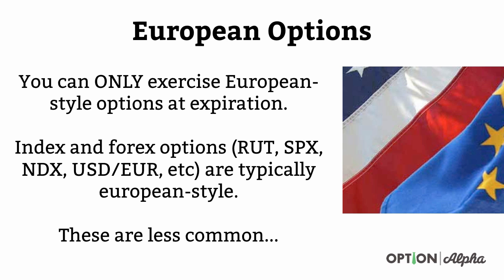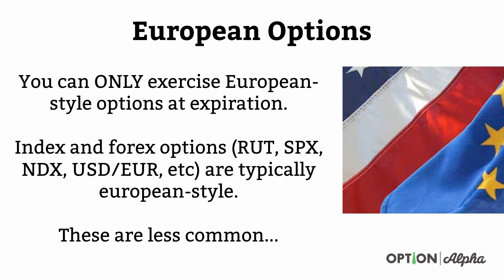This is different than European options. European options can only be exercised at expiration. Most of the index and Forex options, again, like RUT, SPX, NDX, that we talked about, are typically European style. The reason they are is because those are usually cash settled indexes as well, because you're not going to do an early exercise of SPX and buy SPX. It's impossible to get delivery of an index. So that's why most of those are European style. Again, they're less common, just like cash settlement is less common. Most of the options that are out there are American style, which means they can be exercised anytime before expiration.